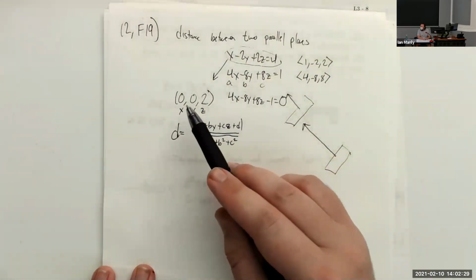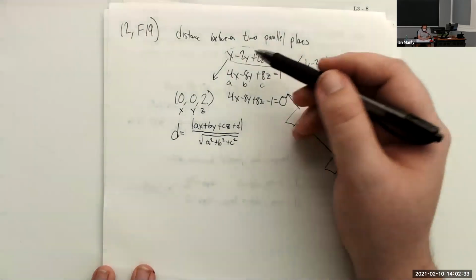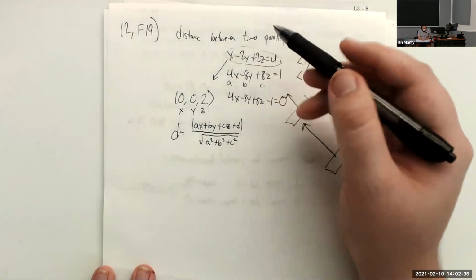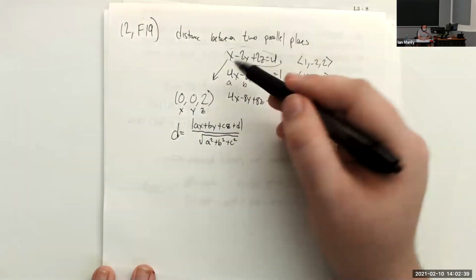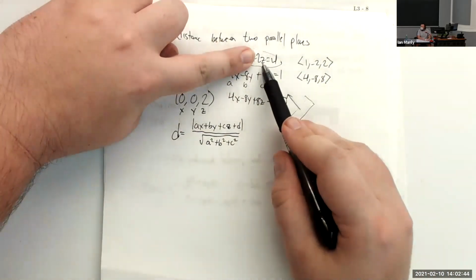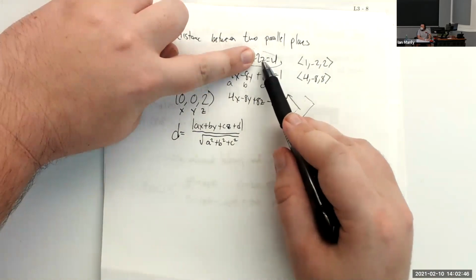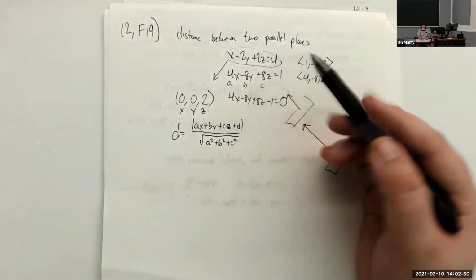How did I get 0, 0, 2 for this? Well, the way I got 0, 0, 2 is I plugged in 0 for x and y right here to make my calculation later easier. And then if I have 0 for x and y, then I put in z equals 2 here to satisfy the rest. So that's where that point came from.